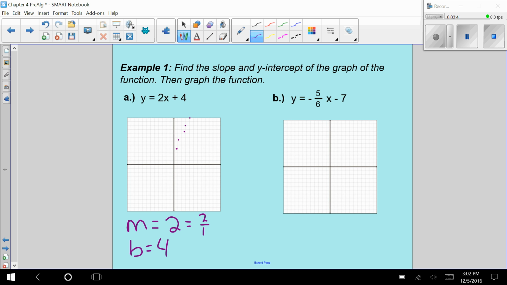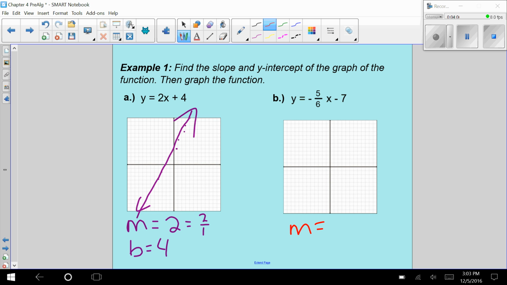Imagine those are actually straight because I could touch on the right points. We can also go down 2, left 1, down 2, left 1, as long as we'd like. And then we connect them with as straight of a line as we can. And there's our graph.